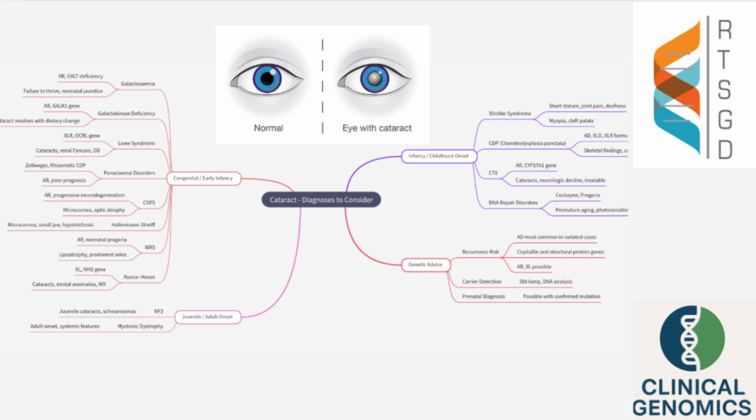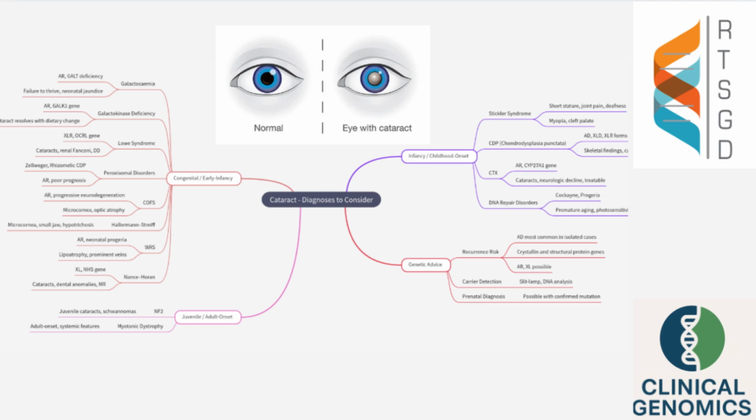Peroxisomal disorders like Zellweger syndrome or rhizomelic chondrodysplasia punctata often have a poor outlook. COFF syndrome can cause progressive brain degeneration. Hallermann-Streiff syndrome includes small eyes, a tiny jaw, and sparse hair. Wiedemann-Rautenstrauch syndrome, or WRS, looks like early aging and includes lipodystrophy and visible veins. Nance-Horan syndrome is X-linked and includes cataracts, dental issues, and intellectual disability. Cataracts that show up in early childhood also require attention.